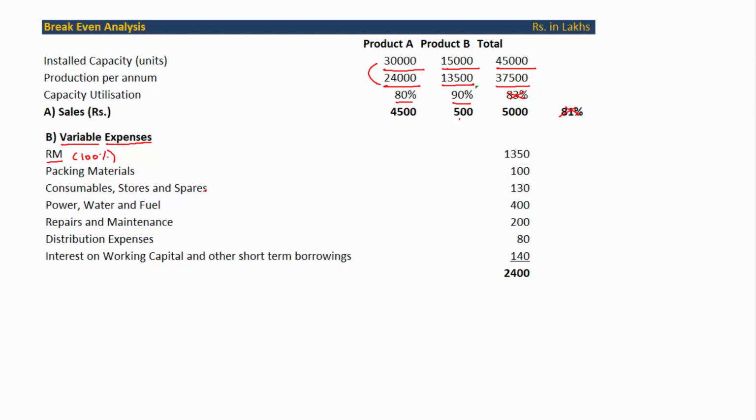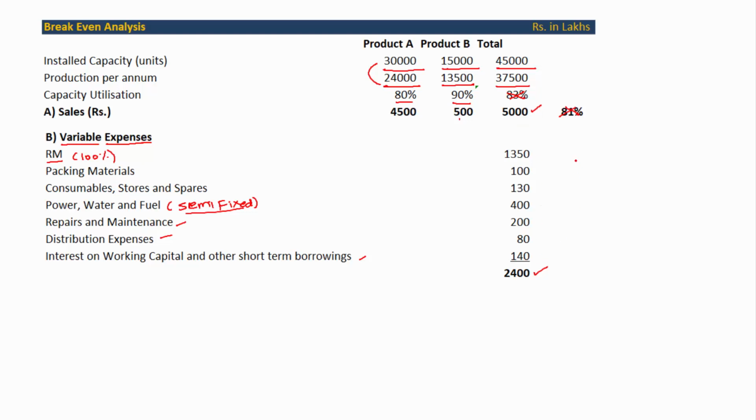Consumables, stores, spares, variable. Power, water, fuel. In power and all, there is a possibility for semi-fixed expenses because something will be fixed and something will be variable. So let's assume that only the variable portion was captured here and semi-fixed are taken under fixed expenses. Repairs and maintenance, distribution expenses, interest on working capital and other short-term borrowings. So all variable costs were captured here and it is 2,400. What is the sales? It is 5,000.